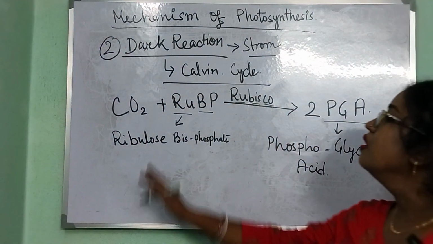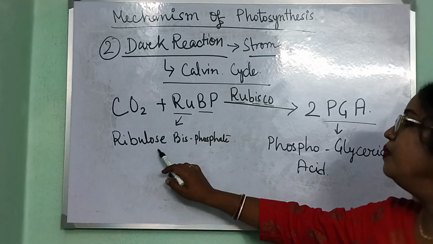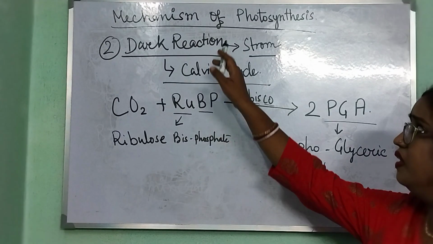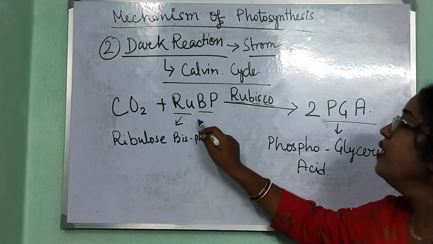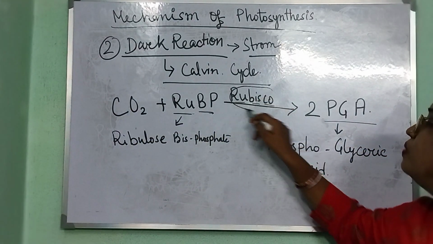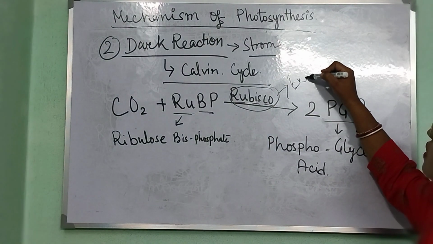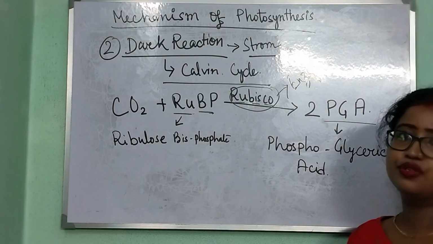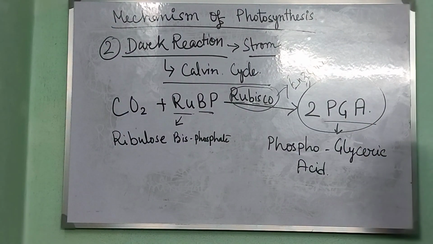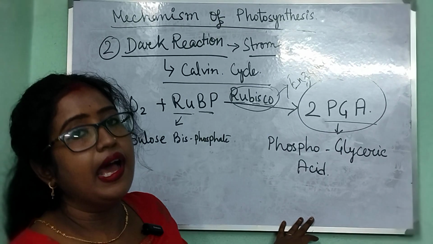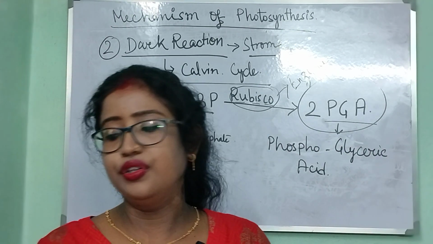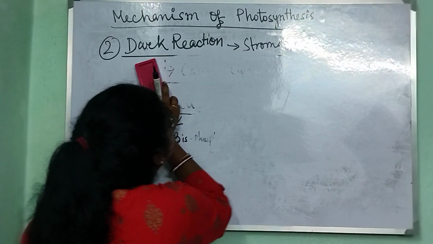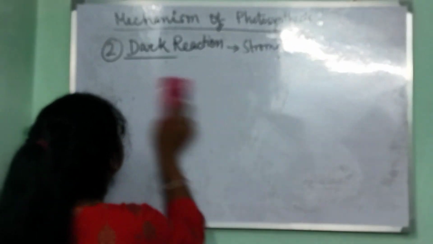So in dark reaction, CO2 first combines with ribulose bisphosphate that is present in the green parts of plant cell, in the stroma. So carbon dioxide combines with RuBP, with the help of Rubisco. What is Rubisco? Rubisco is an enzyme. So with the help of Rubisco, it forms two molecules of PGA, that is phosphoglyceric acid. The next reaction, the phosphoglyceric acid combines with ATP and NADPH2.